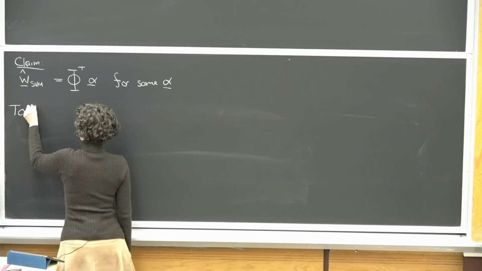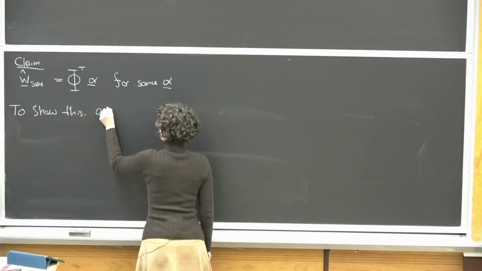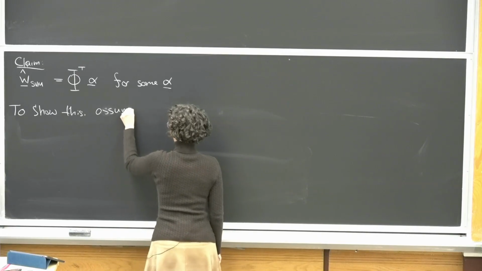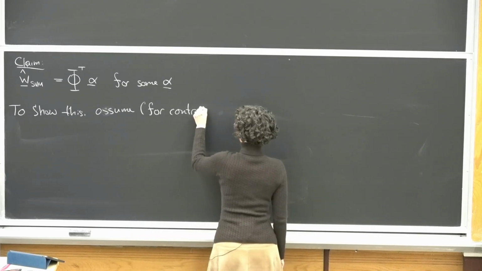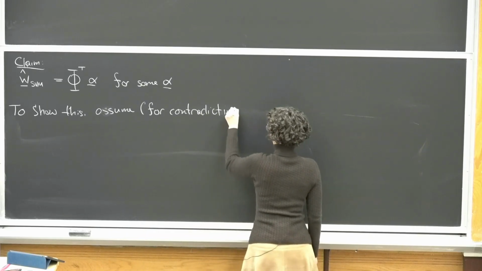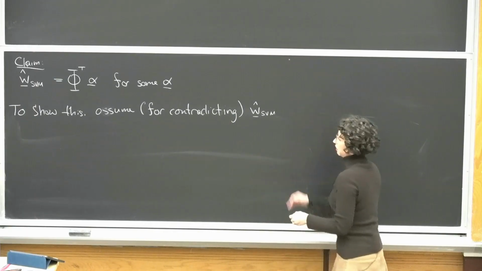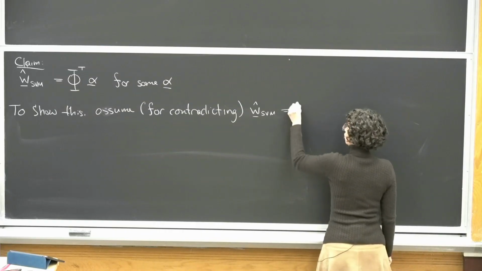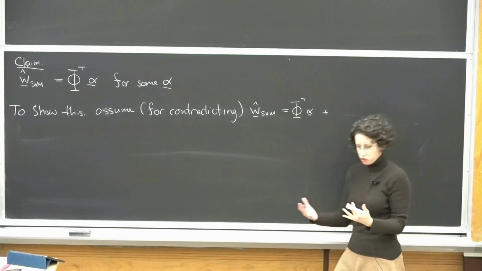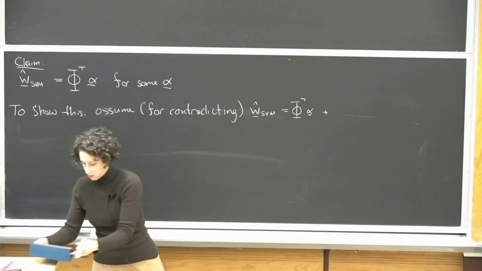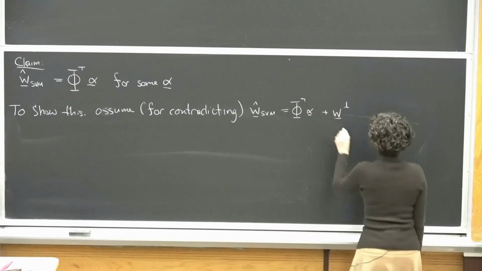And to show this, we are going to assume, for the sake of contradiction, that this W hat SVM cannot be written that way. That actually it's going to be phi transpose alpha plus some extra stuff that can't be written as a weighted sum of the rows of phi. And I'm just going to call that extra stuff W perp.